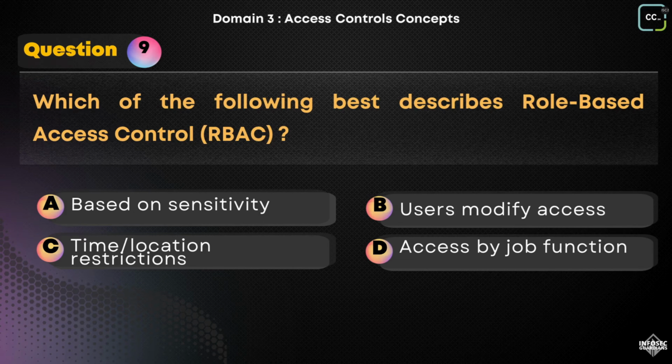Option A, access decisions are made based on the sensitivity of the information. This is more aligned with mandatory access control, or MAC, rather than RBAC. Option B, users can modify access rights for resources they own. This is characteristic of discretionary access control, or DAC, and not RBAC. Option C, access is restricted based on time and location. This describes contextual access control, not RBAC.